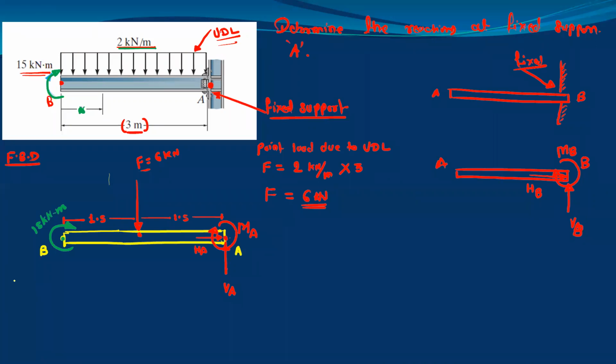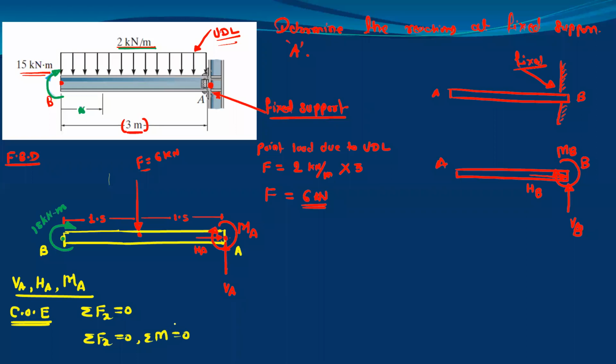Okay, so total unknowns we have: one is VA, second is HA, and third is the moment at point A. So we have three unknowns. To solve this problem, we will use the conditions of equilibrium. We have three conditions: summation Fx equals 0, summation Fy equals 0, and summation of moment equals 0. By using these three conditions, we can find out the three unknowns.